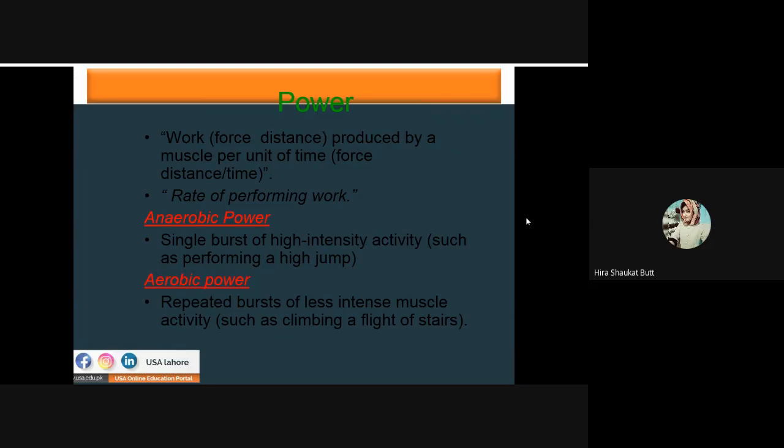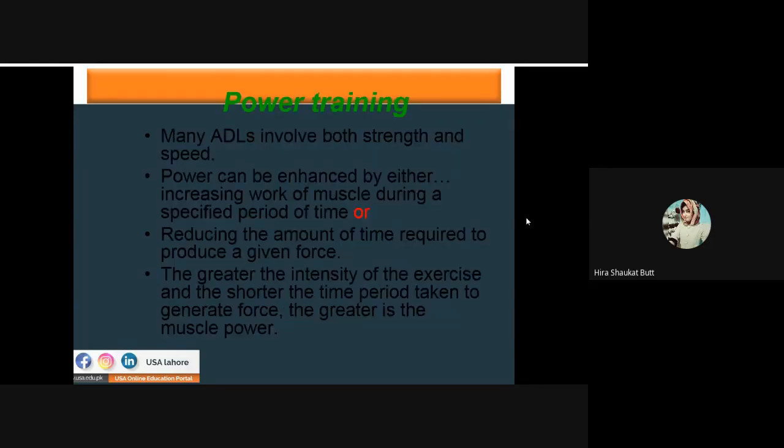So the second component of muscle performance is power. That is basically related to the strength and speed of the movement. And the definition, as we have discussed, is the rate of performing work. All right, work per unit time of the muscle. This is the muscle power. Okay. So what is power training? Obviously, many activities of daily living involve both strength and speed training.